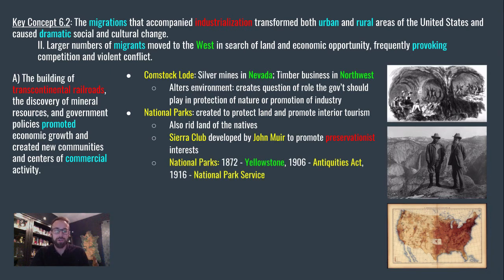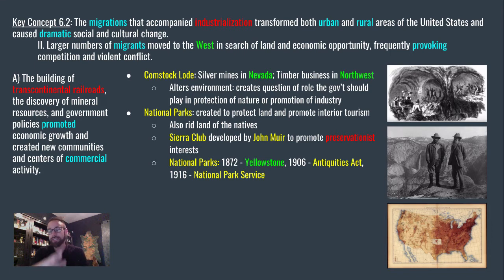1872, Yellowstone was made a national park. A couple things were developed a bit beyond our historical period here. The Antiquities Act in 1906 allows the federal government to designate national and natural landmarks. So it was like the national parks, another way the federal government could protect land, basically through the power of the president, not really Congress, and the creation of the National Park Service.